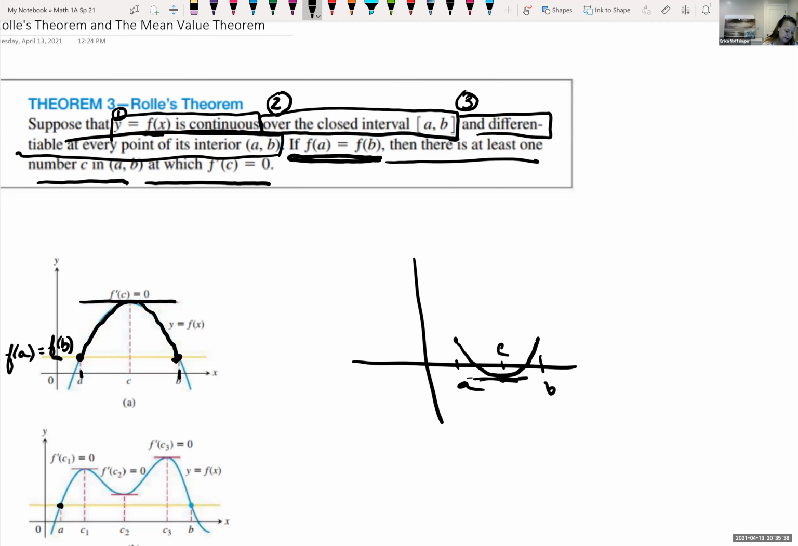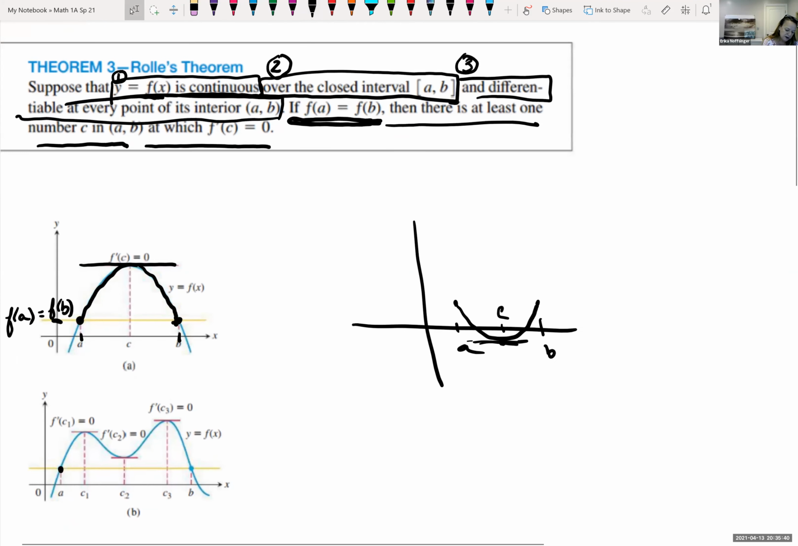So notice here, here's another graph where your y value at x equals a and x equals b are the same, but there's multiple places in here where the derivative at that value is 0. So in this case, there are 3 different places where our derivative is 0. But this says there's at least one number c where our derivative equals 0.